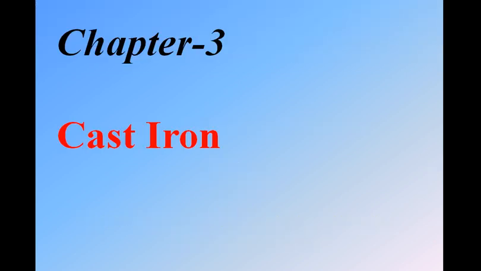I am here with the next lecture on the third chapter, that is cast iron. In the first two chapters, the first chapter was on crystal structure, so we can say the basic properties of materials. In that we studied the crystal structure, unit cell, space lattice, and types of crystal structure like simple cubic, body centered, face centered, and hexagonal close packed structure. Then we went through the properties of materials like physical, mechanical, chemical, and thermal properties. Then we went through microscopes.